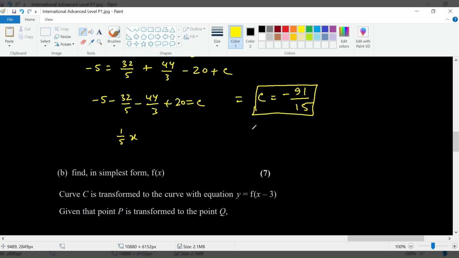So 1 over 5 x to the power 5 over 6 plus 11 over 6 x to the power 3 over 2 minus 10 x to the power 1 over 2 minus 91 over 15. This is the complete form of the equation.